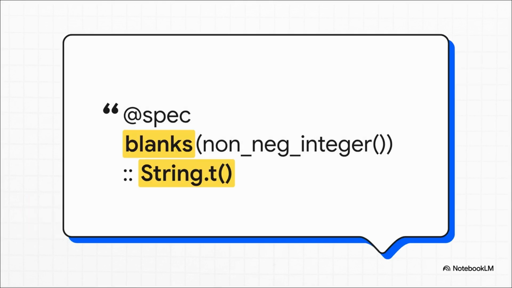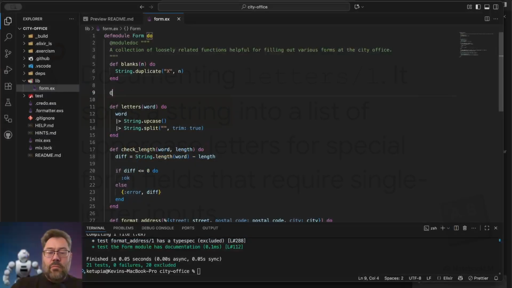And here's the spec for it. It's super clear. The function takes one argument, a non-negative integer. And that double colon you see there, that just tells us what it's going to give back, which in this case is a String.t. The contract is perfectly clear.